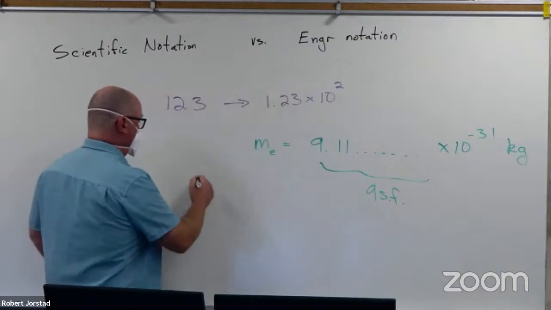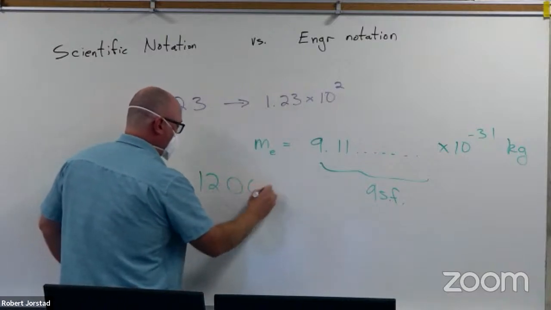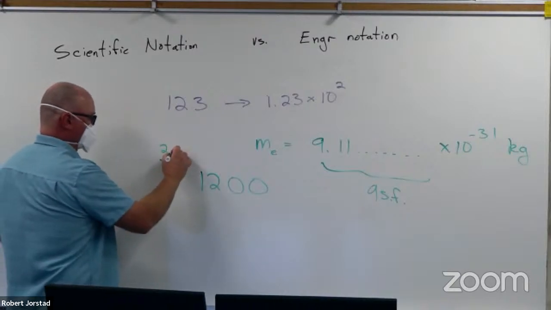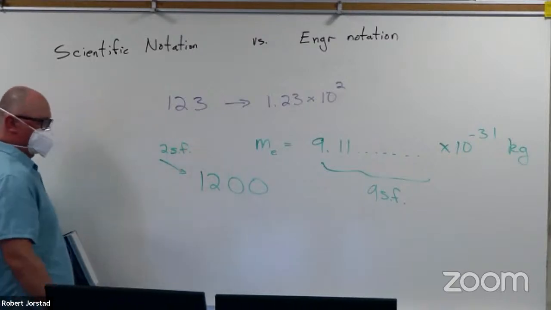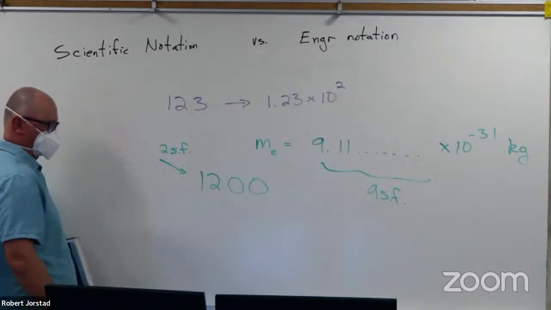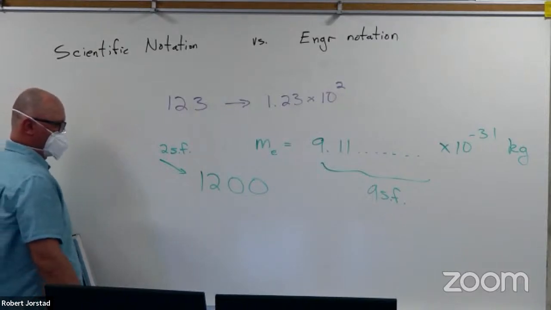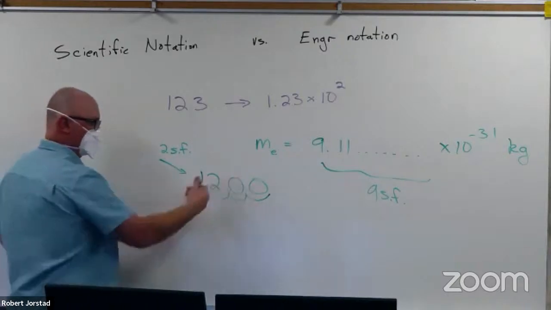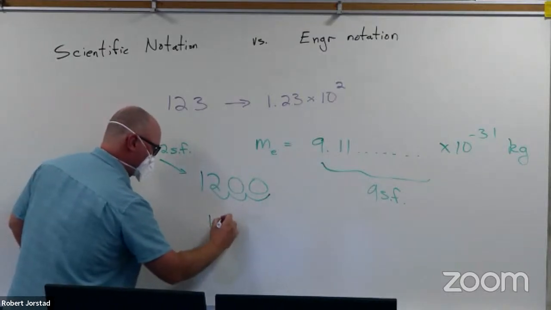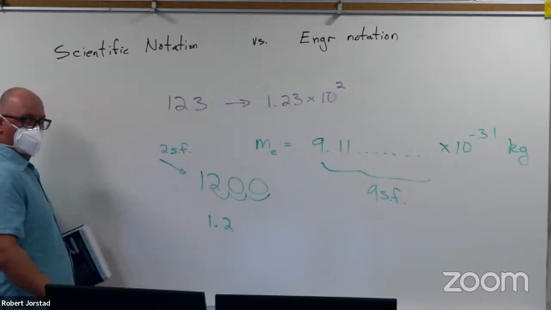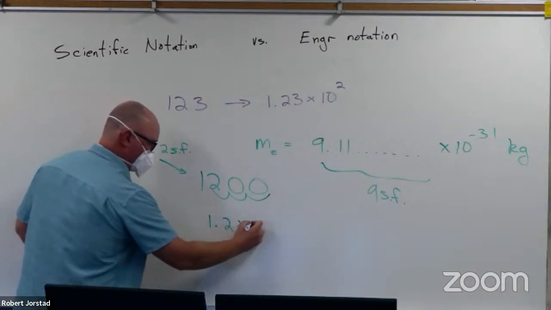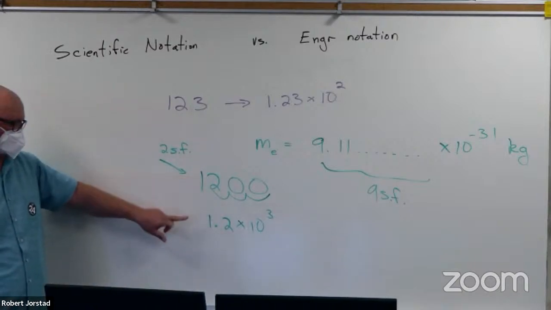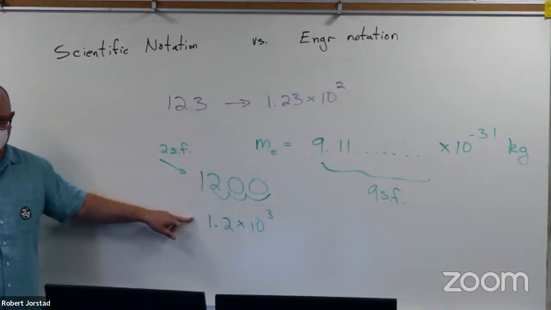For example, 1200. How many sig figs? 2 sig figs, right? What is this number in engineering notation? How many zeros should I write? None. This has 2 sig figs, and this also has 2 sig figs, right?